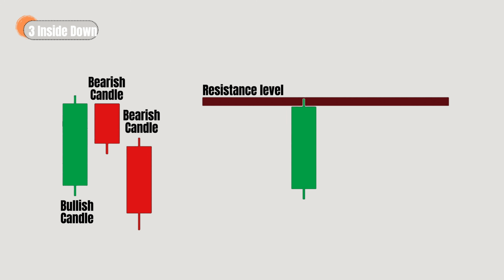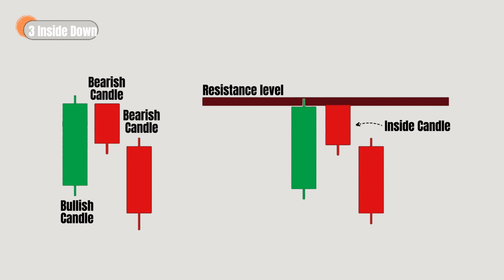Some buyers make a profit by booking here due to their profit target being hit, which creates an inside red candle on the chart. The opening of the next candle is below the closing of the same candle, and the price goes down, closing below the previous green candle, creating a 3 inside-down candlestick pattern on the chart, which is considered a bearish reversal signal.